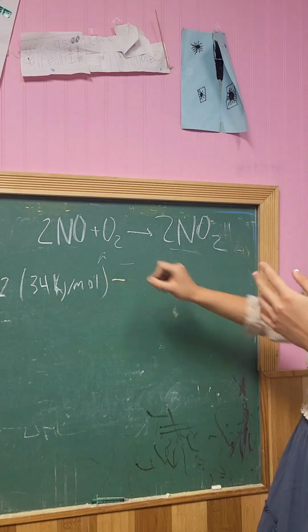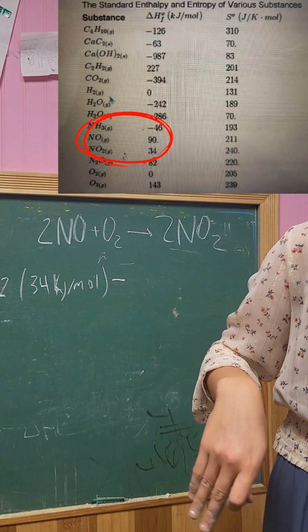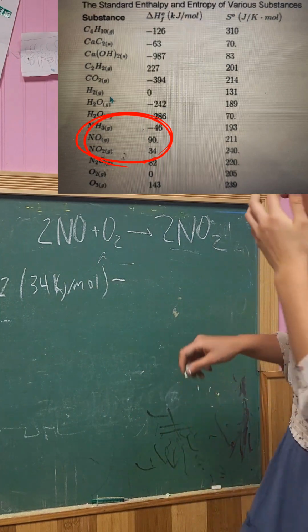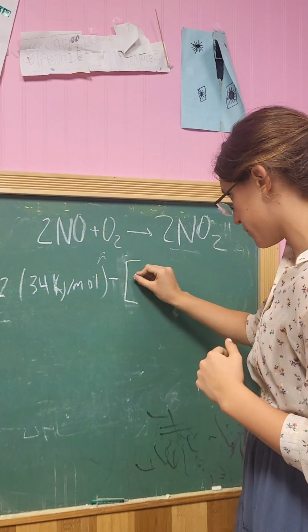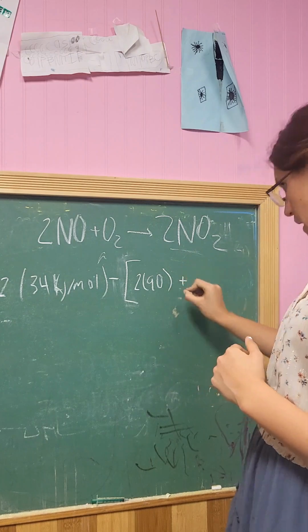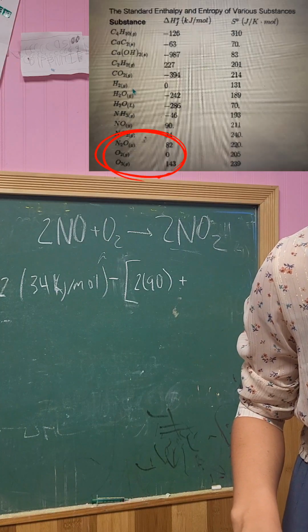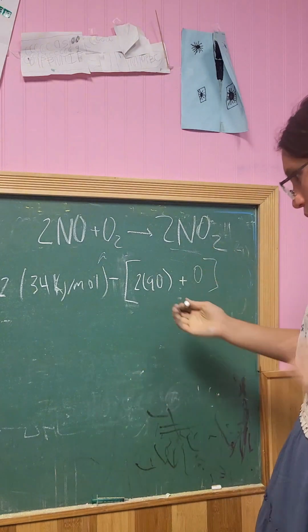Now we're going to subtract our reactants. Remember, there's 2. So now we're going to look up NO. NO is 90, but we have 2 of them. So I put my brackets. Then we're going to multiply 2 times 90 plus oxygen, which is 0, plus 0. So that really doesn't help.